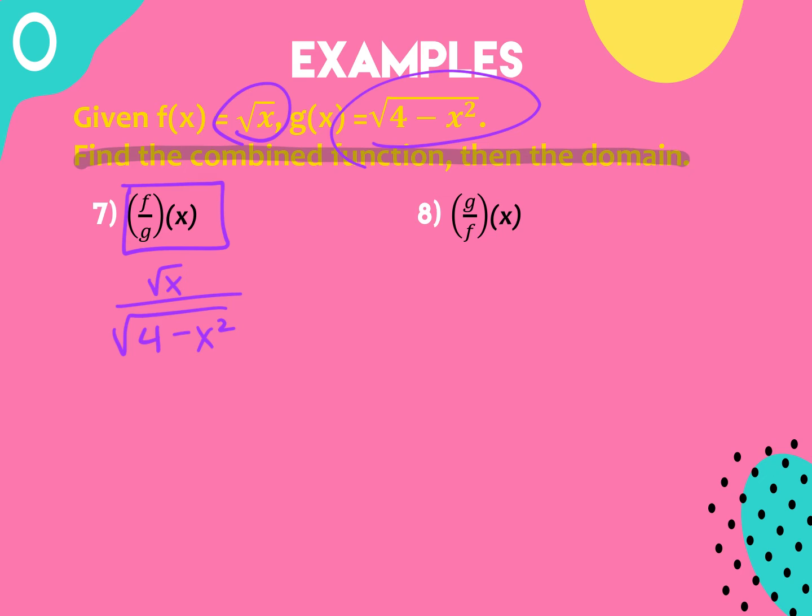Can I simplify that? There's nothing I can cancel, right? I can't cancel the x from the top into the x squared on the bottom. That stays that way. Now let's talk about domain.